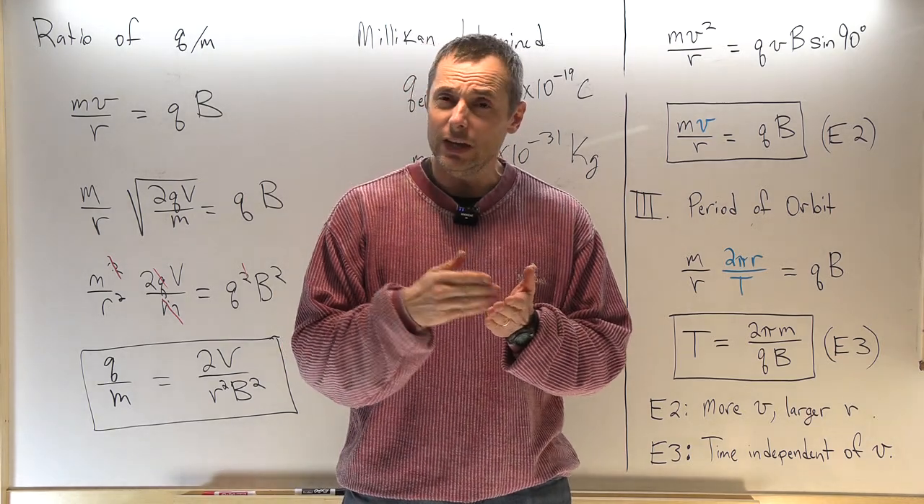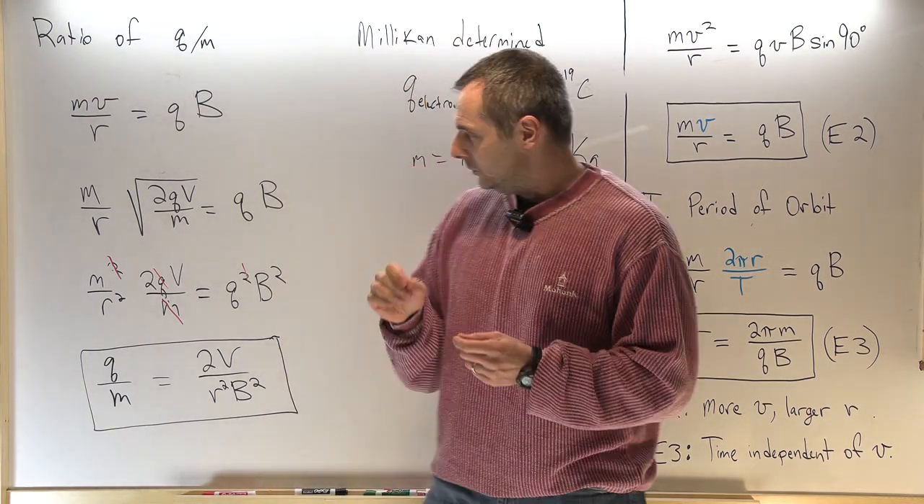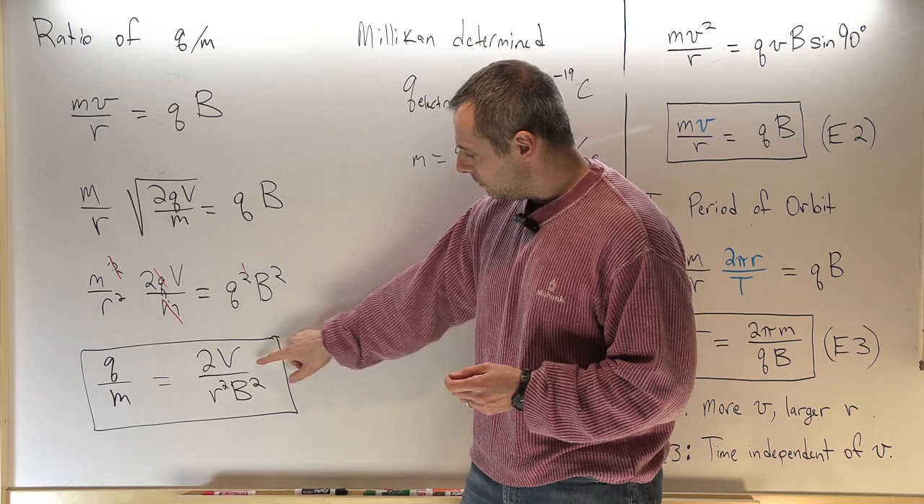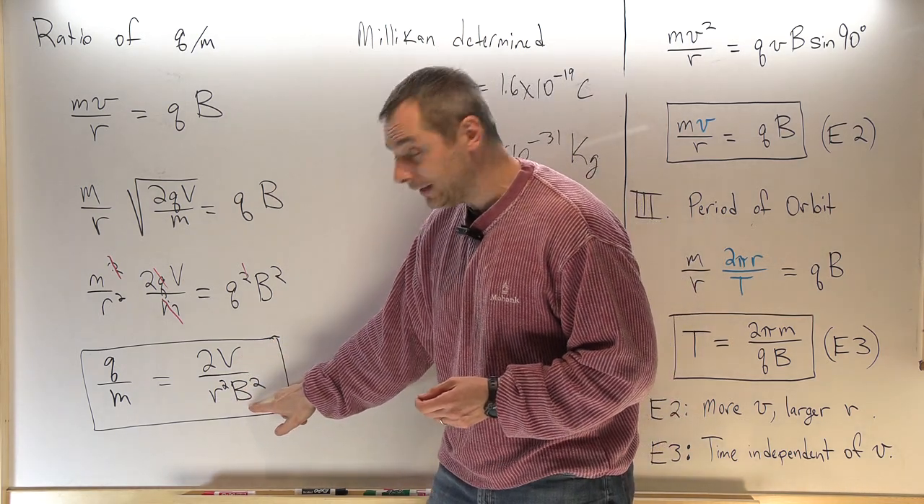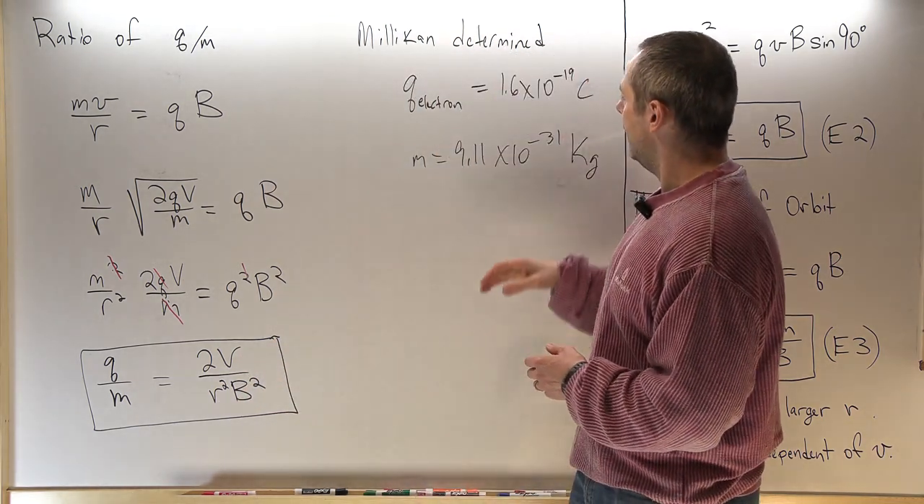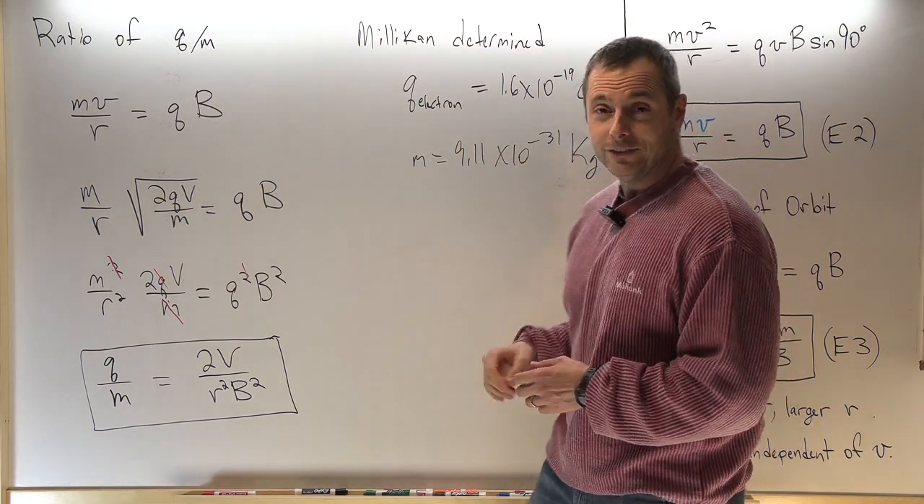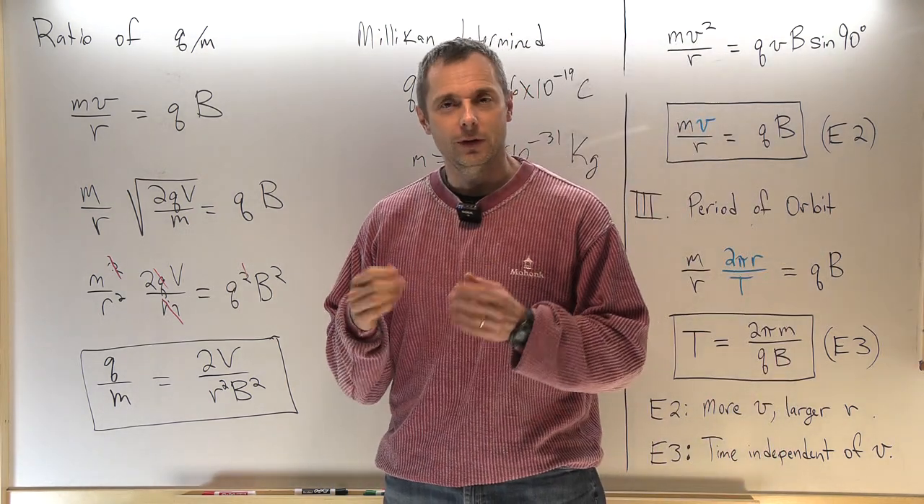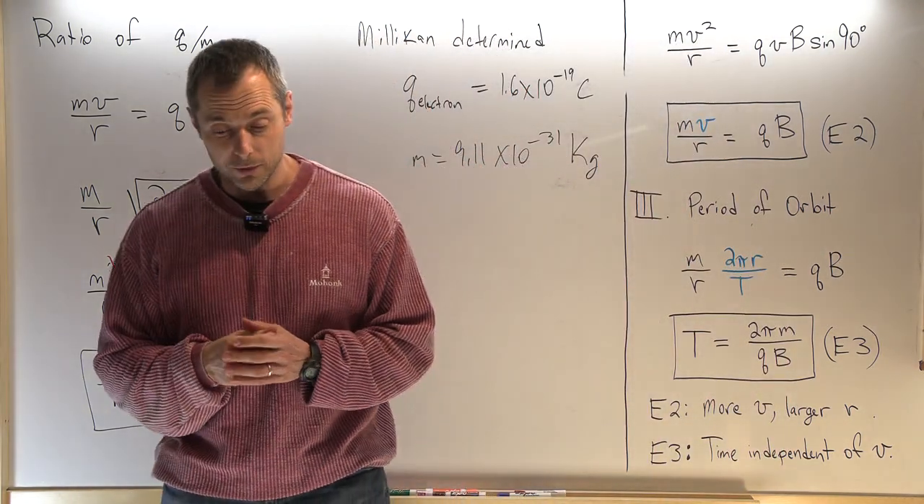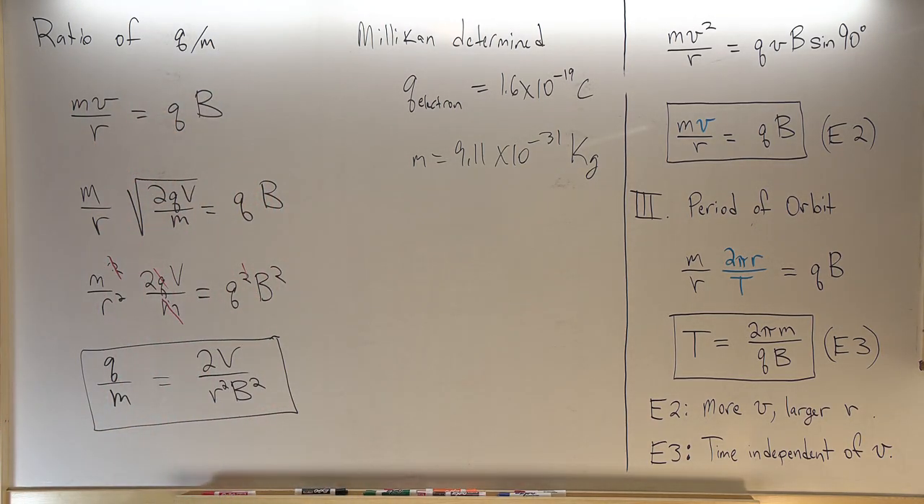You can't even see it, you can't even touch it, but you accelerate it, you put it into circular motion, and from voltage, radius, and magnetic field, you can then plug in the charge and get the mass of an electron. Really, really amazing moment for humanity. But let me create a pause to allow you to copy this last bit down.